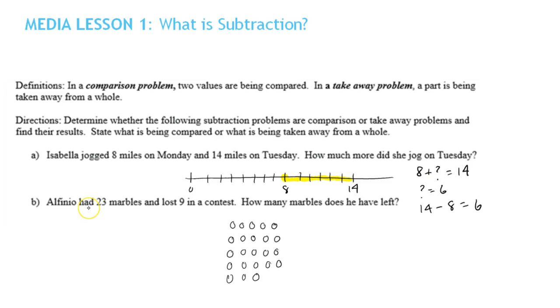Now here, this was our takeaway problem. Alfinio had 23 marbles and lost 9 in a contest. How many marbles does he have left? So here I've drawn 23 marbles, that's our whole, and we're going to take away 9, and I'm going to take them away just by highlighting them. So there's take away 3, 8, 9. And the ones that aren't highlighted that remain, which is 5, 10, 14, is the difference. So 23 minus 9 equals 14.